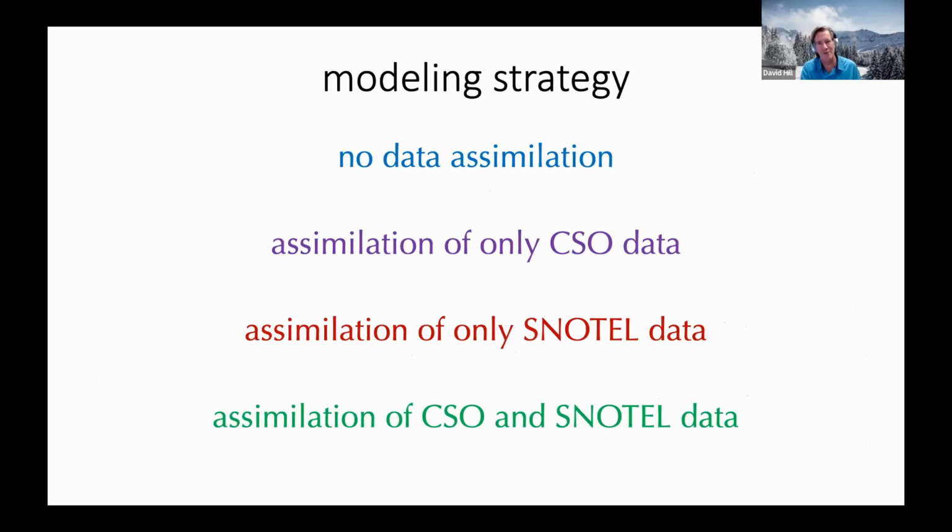We tested this by doing four sets of runs, and that's in the different colors there. We did tests where we don't assimilate any data. We do tests where we assimilate just CSO data. We do tests where we assimilate just SNOTEL data. And then we do tests where we assimilate both. And we look and see what the model performance is in each of these categories.